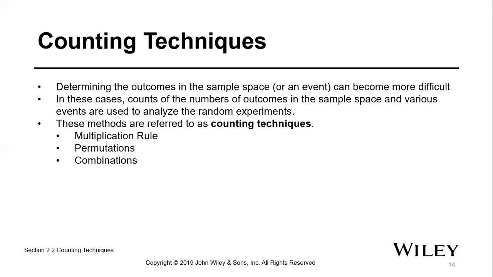So all that leads us to some basic counting techniques and how we use those within statistics. We can determine the outcomes of a sample space or events if we use some basic math. Counts are the number of outcomes in the sample space and various events used to analyze random experiments, and we call these counting techniques. We use the multiplication rule, which is pretty easy, and permutations and combinations, which are slightly more difficult, but all are based off of simple math.